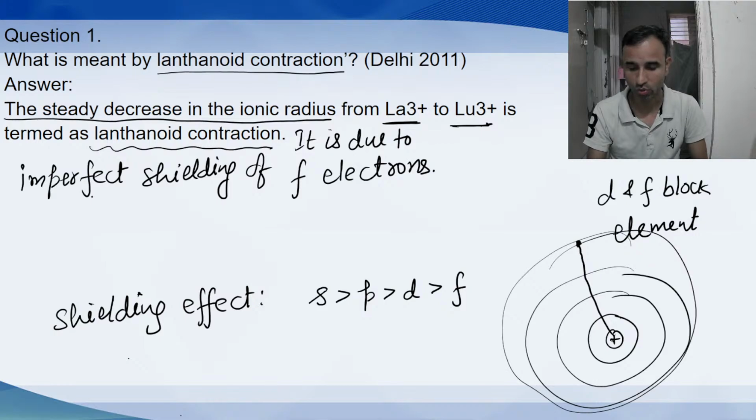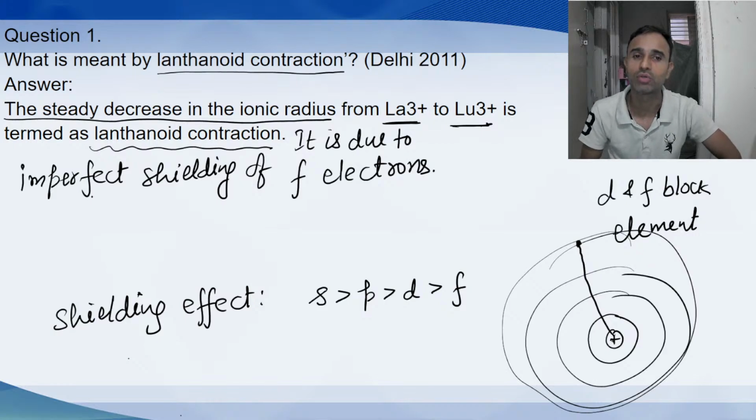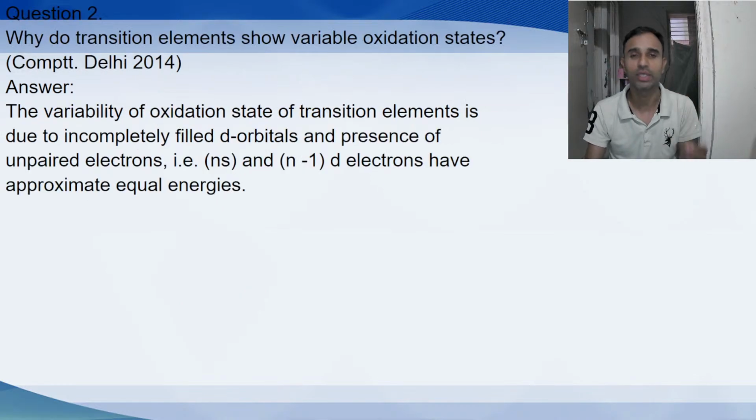Okay. Next question. Simply, if the question is what is lanthanoid contraction and what is its cause, you write: the steady decrease in the ionic radius of lanthanoid ions, or from lanthanum 3+ to lutetium 3+, is termed as lanthanoid contraction, and it is due to the imperfect shielding of F subshell electrons, or you can write F electrons simply. Question number 2.